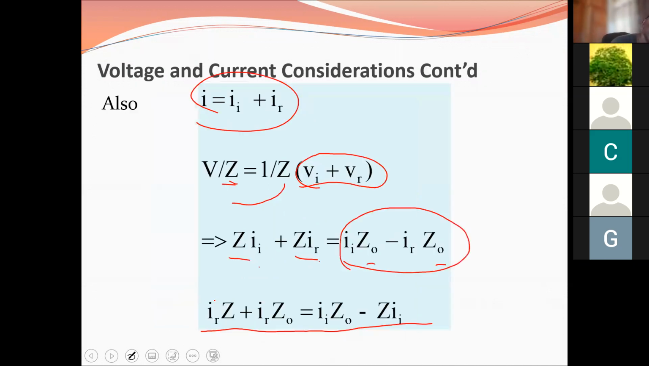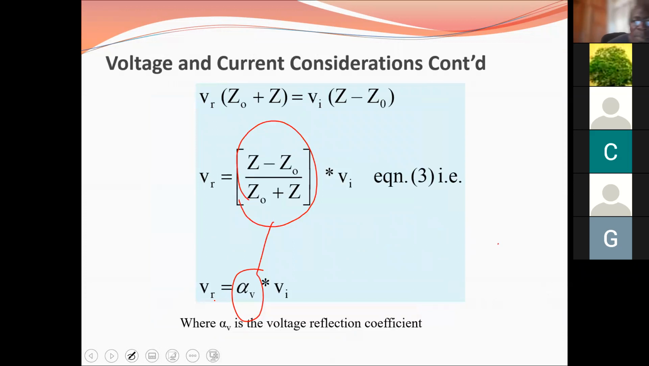Let's look at the equation and you tell me. Because you're subtracting in the numerator. Oh, it must be smaller. It's smaller, yes, sir, it is. All right. But based on what we also said, if you terminate it in its characteristic impedance, then the numerator would be 0. So reflection would be 0. So nothing would be reflected. Okay.